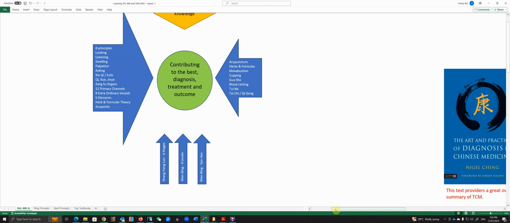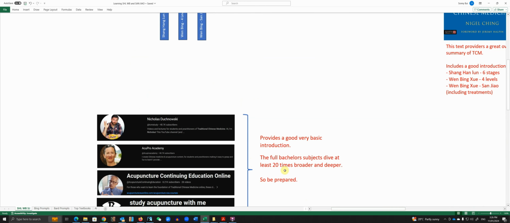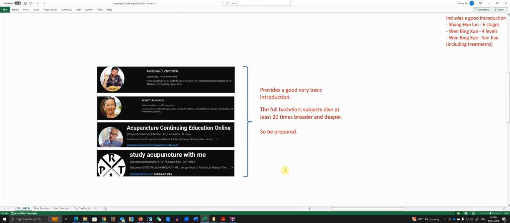Now, if you're like me, you would have searched the internet far and wide for people who know the Shang Han Lun and Wen Bing well to explain what it is. What I've found is, yes, there are people who know it very well, but their explanation compared to what is covered in the subject is only touching the surface. The subjects cover at least 20 times broader and deeper in the amount of knowledge that you have to learn.